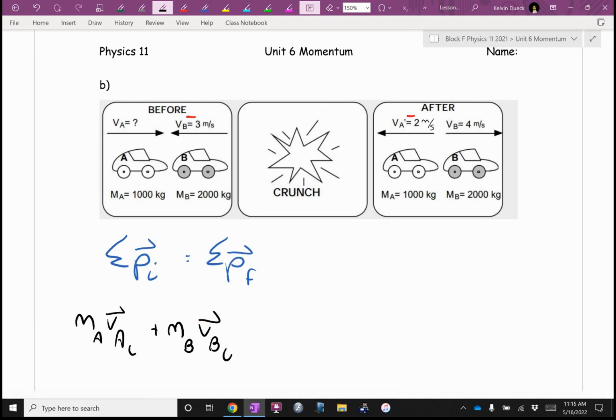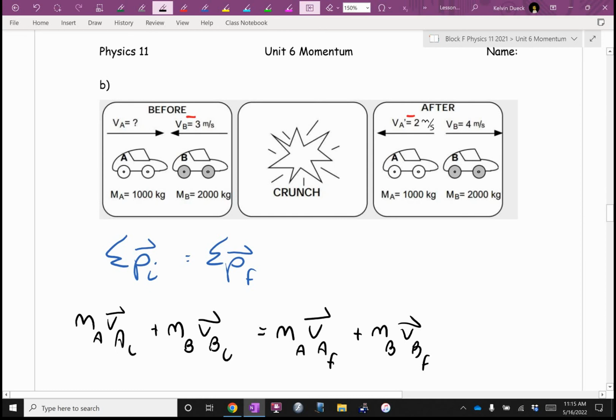Crunch. They collide. Hey, Scott, after the collision, what's moving? Car A, car B, both or neither? Stuck together or separate? How do you know? Different velocities. Okay, so it's going to be mass A, velocity A final after the collision, and mass B, velocity B final after the collision.